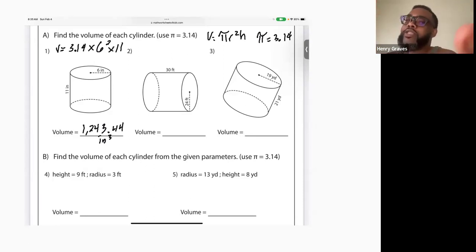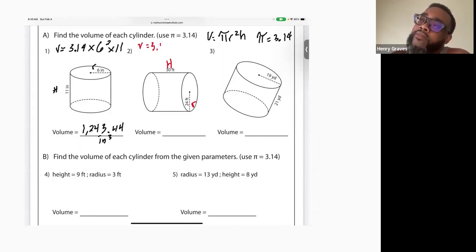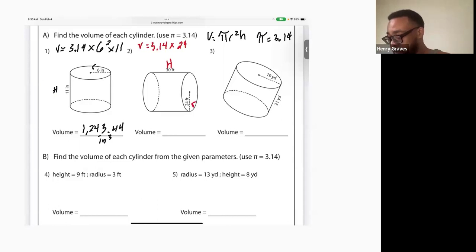Now they twisted it sideways. Sadly, I wish they hadn't done that, but it doesn't change anything. For this one, my height is going to be 30 because my height is the number on the side of the figure, and my radius is going to be 24. So my volume is going to be 3.14 times 24 squared times 30. So 3.14 times 24 squared times 30 gives me 50... is that 50? Yeah, 50. That's a lot. That's a big number.